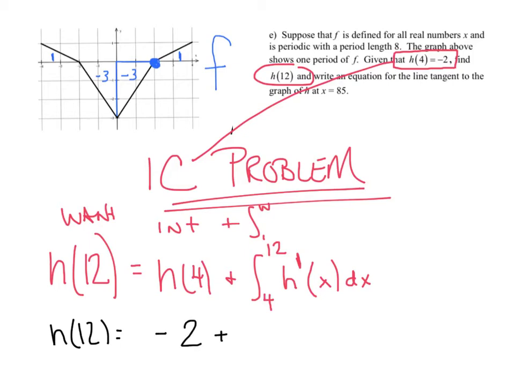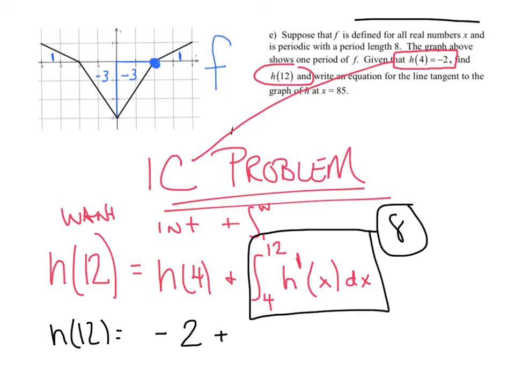Now let's think about this. The integral from 4 to 12, how many units is that? Okay, that's a total of 8 units. And they told us 8 units is the length of one period or one complete cycle. And if I look at this, every 8 units will be the exact same.